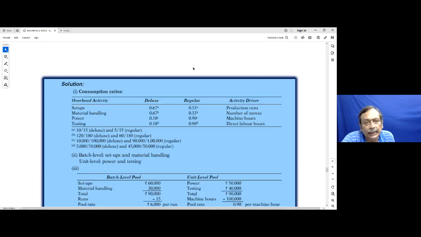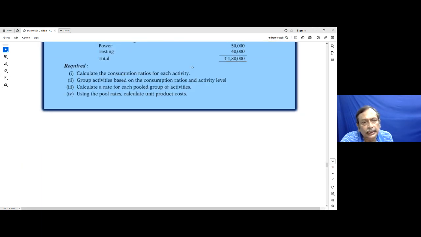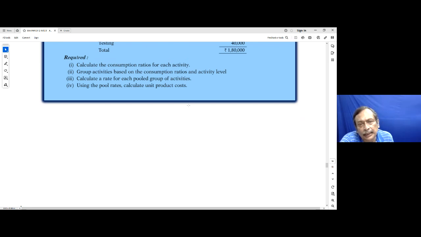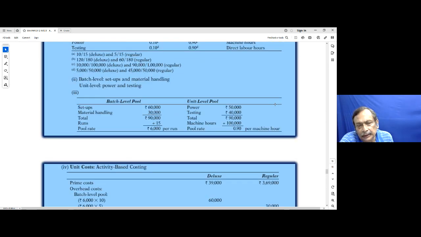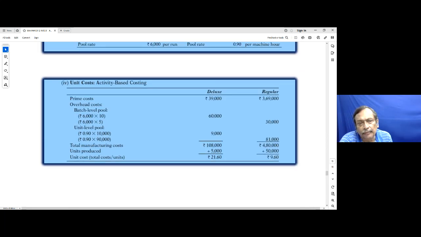Now, what is the next question? Next question is, using the pool rates, calculate unit product costs. So pool rates mean also the cost driver rates, and we are having the calculation of unit cost, so far as activity based costing is concerned. So there are two products, deluxe and regular. Prime cost is given. Then we are going to have overhead cost, that is batch level pool 6,000 into 10, that is 60,000, and 6,000 into 5, that is 30,000.